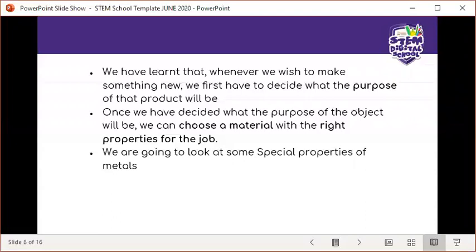So once we have decided what the purpose of the object will be, then we can choose a material with the right properties for the job. So guys, remember again, properties in science refers to special characteristics of a particular material or matter. Okay, so we are going to look at some special properties of metals.